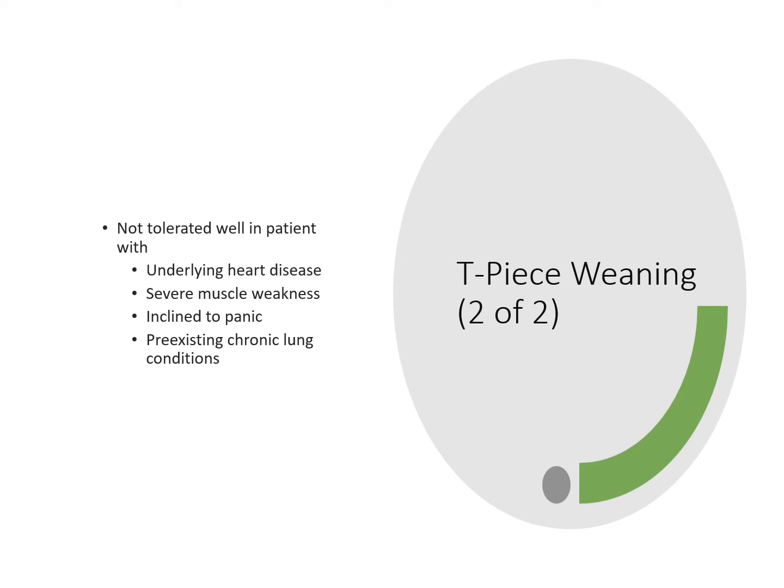Patients are less likely to tolerate T-piece weaning when they have heart disease or severe muscle weakness, because remember, they're doing almost all, if not all, the work of breathing, and sometimes more work of breathing than patients who are using pressure support weaning. So these patients also might be more likely to be panicked if they have pre-existing chronic lung conditions because they're not getting the pressure support they're used to. So that's something to look at too.